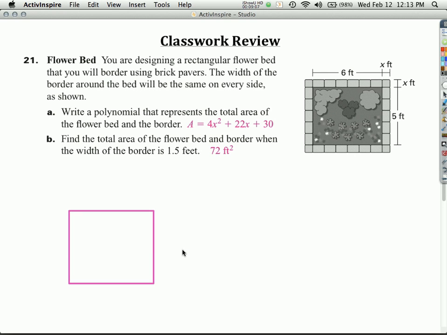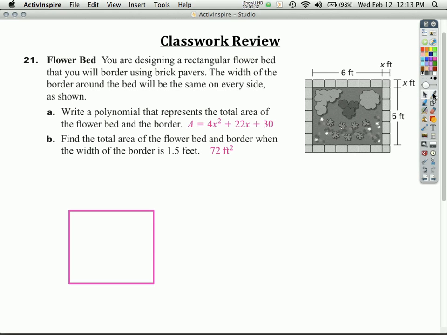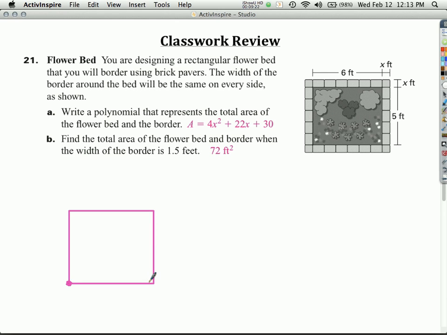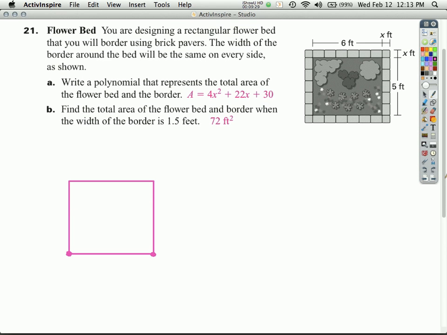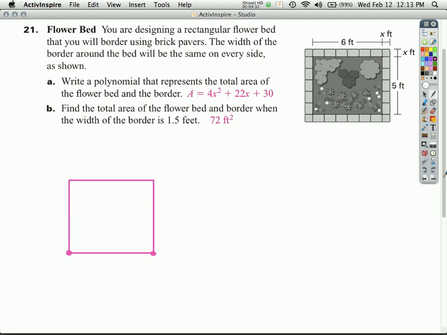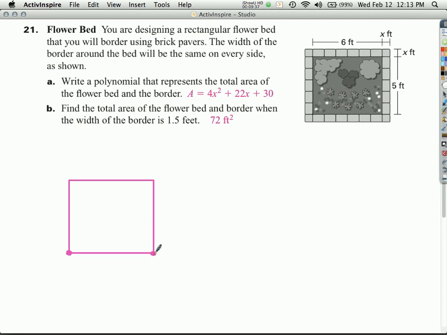So Jada helped us during our lesson with example 3 with regard to finding the area of a rectangle. She taught us that it was base times height. So we need a base, this distance here, and we need a height, this distance here. So let's start with the base. What is the total distance from here to here? Moy? It is 2x plus 6.